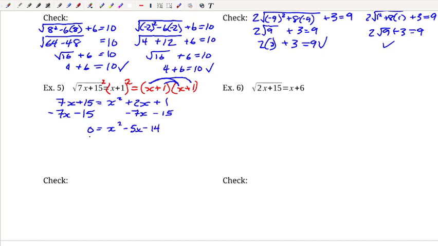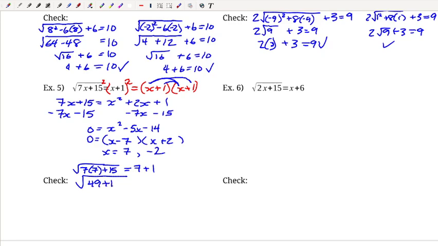Let's see if I can come up with two numbers that will multiply to minus 14 and add to minus 5. I think that will be minus 7 and 2. And then I will get from each of those, this first one is going to give me x equals 7, and the second one, negative 2. Let's go checking. Square root of 7 times 7 plus 15. Does that equal, okay, now I've got an x on the other side, 7 plus 1. Well, let's see. This is square root of 49 plus 15.